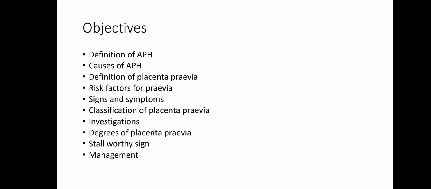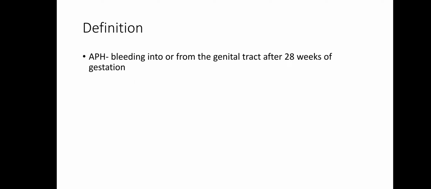So the definition, the risk factors of previa, the clinical manifestation, the classification and its significance in management, investigations, the degrees, Stallworthy sign, which I'll look at in detail. It's one of the manifestations of a specific type of placenta previa, and then we take a quick look at the management. So definition, antepartum hemorrhage.